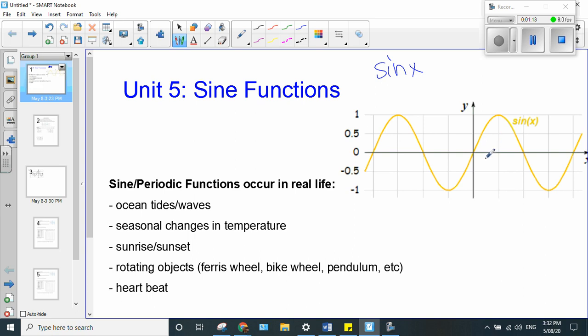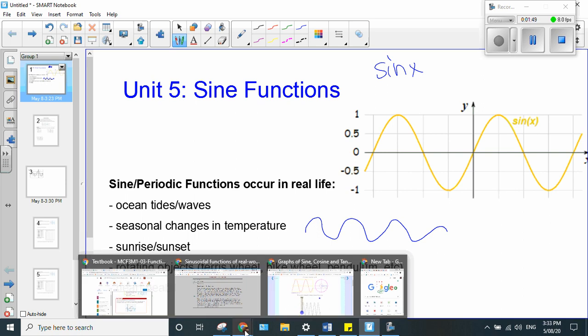functions. So we do see periodic functions in real life. These graphs and these equations will be used to model some of these things, and they can be really important. Some of the things where we would see it are ocean tides and how they change. So you know that an ocean tide comes up. Seasonal changes in temperature, the sun rising and setting. These are things that happen again and again and again, and they'll continue. They repeat, all right? Some rotating objects like a Ferris wheel, bike wheel, pendulum, or something like a heartbeat.